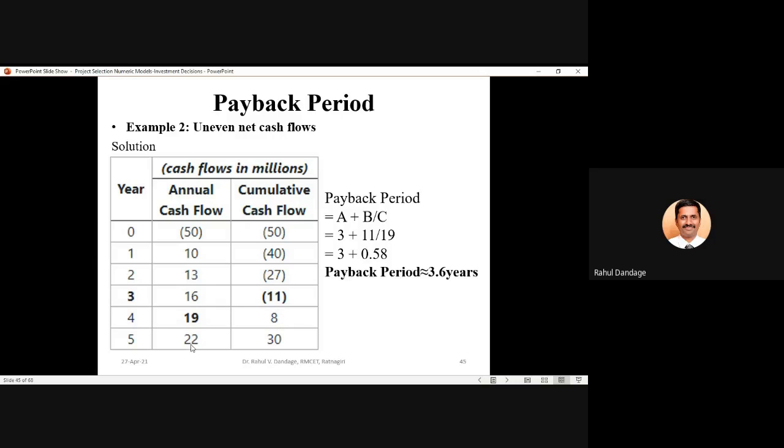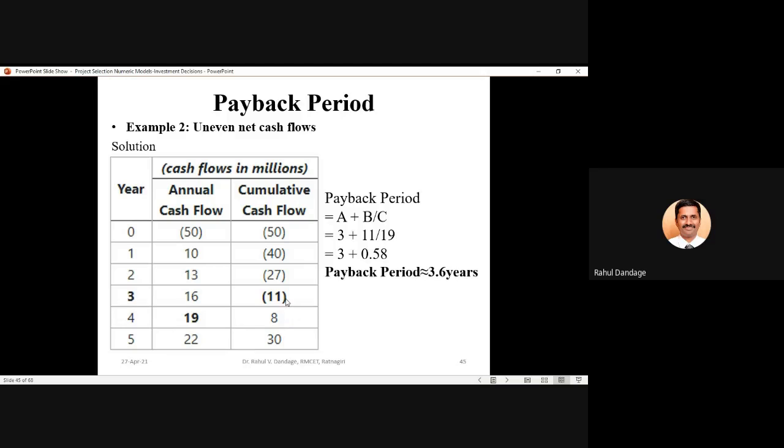And then year 5 we are earning $22 million. So 8 plus 22, the cumulative cash flow, so the total positive benefit will be $30 million. Now if we look at this, then A is nothing but the last time period for which you have the cumulative cash flow as negative. So that is period 3.